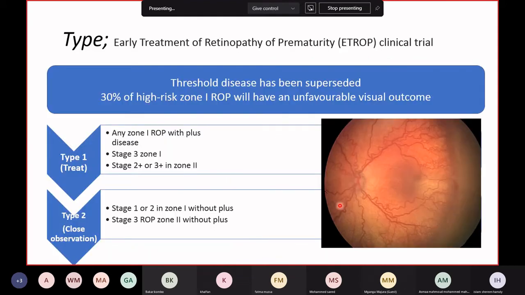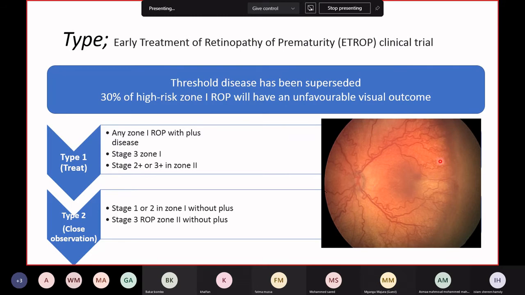So we used to treat those patients in the very early past with cryotherapy. Then we moved to treat them with laser treatment, and the study that gave evidence that there is good response with the laser treatment is called the early treatment retinopathy of prematurity study. In general, we tend to treat if there is plus disease, if there is zone 1 disease, or if there is stage 3 or more.